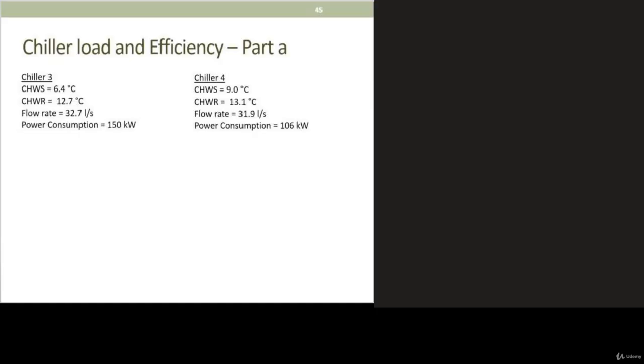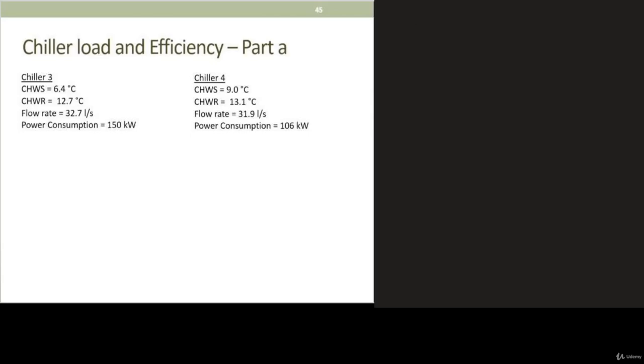So you may want to pause the video and try it out yourself first to get familiar with how to use all these formulas. Okay, if not, I will continue with solving this particular question. So for chiller 3, very simple. I will just demonstrate.